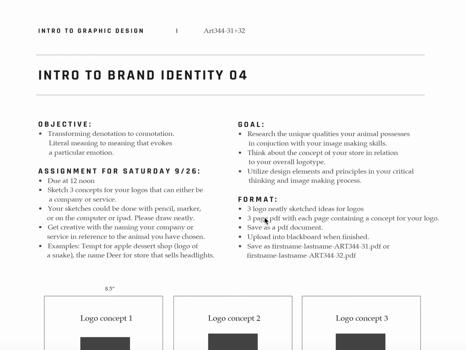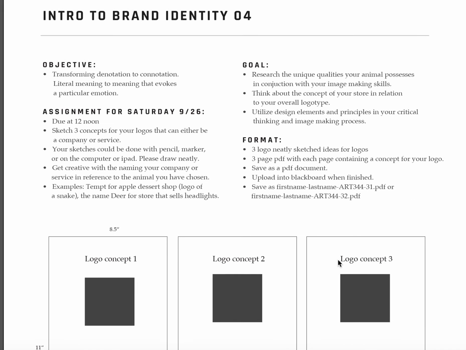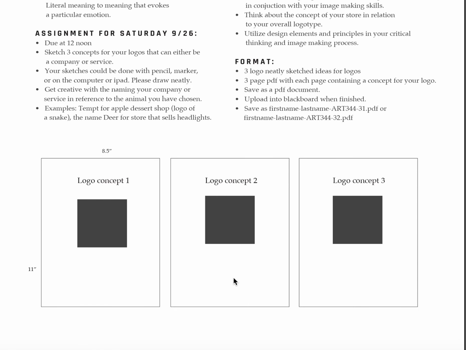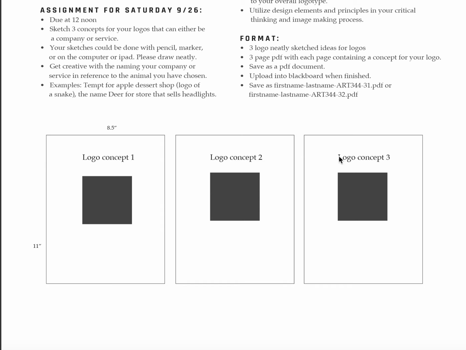The format will be 3 neatly sketched ideas for logos in a PDF document, so a 3-page PDF, each containing a concept for a logo. You're going to save it as a PDF. You're going to upload this into Blackboard when you're finished, and you're going to save it as first name, last name, art 344-1 or 344-2, depending on the section you're in. And this is what I want for you to present: 3 8.5 by 11 images.